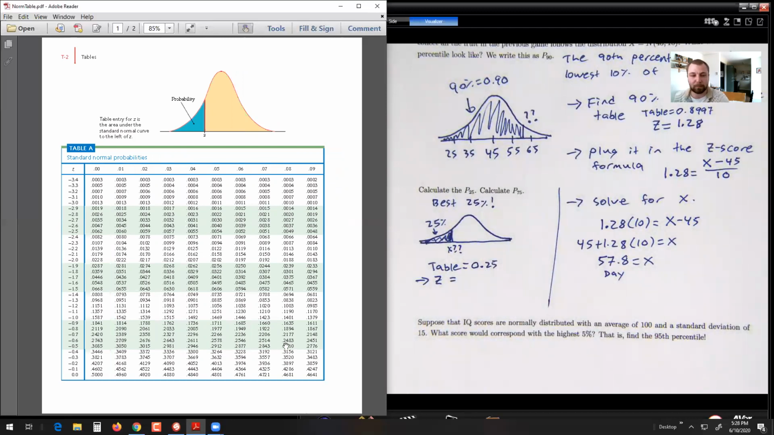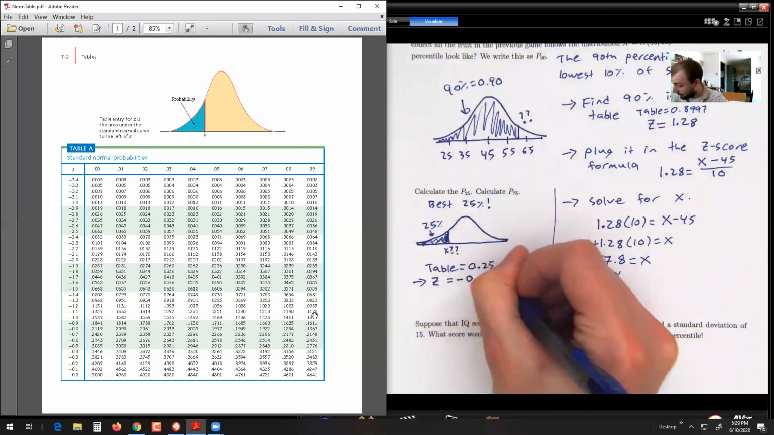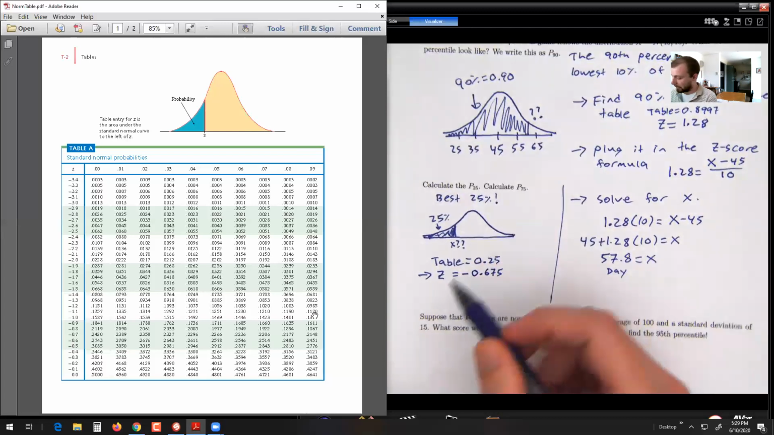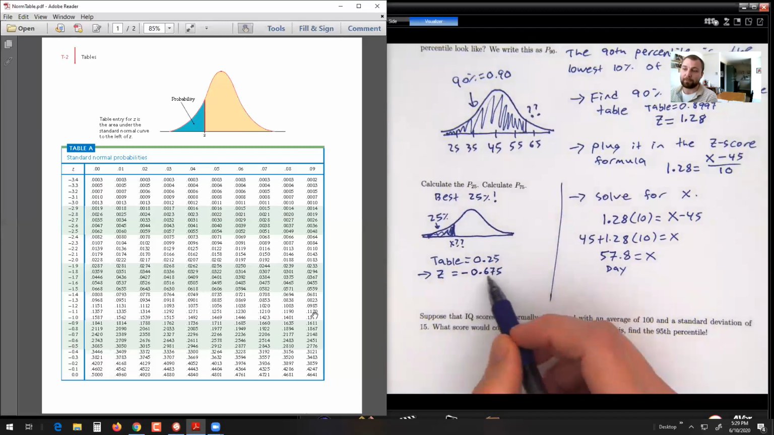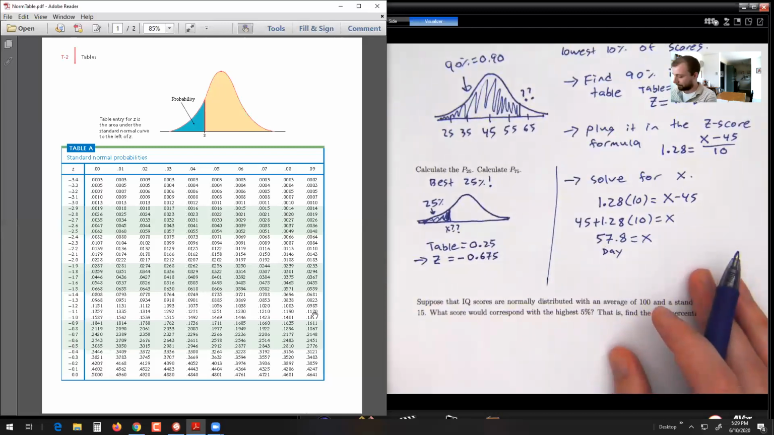When you're finding that it's between two values, you can always average out these z-scores. So this is a z-score of negative 0.67. This is a z-score of negative 0.68. So between the two, negative 0.675 or so. I would really take any value between negative 0.67 and negative 0.68. It shouldn't matter that much in your overall result.